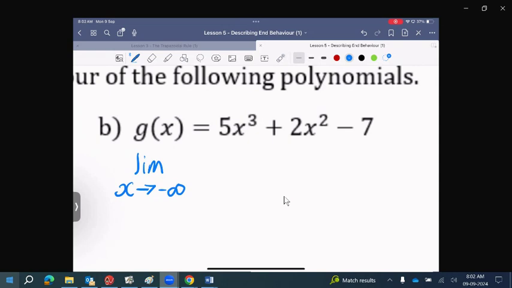G of x. Sorry, g of x. Of g of x approaches infinity. Nope. Let's start with the right-hand limit. What is the right-hand limit? Zane, help him out.